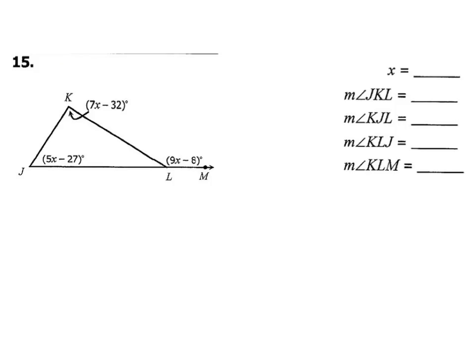All right, number 15. In number 15, we have an exterior angle. So we want to use the exterior angle theorem. Now, the exterior angle theorem tells us that the exterior angle is equal to the sum of the two non-adjacent interior angles. So we need to set up an equation to represent this.